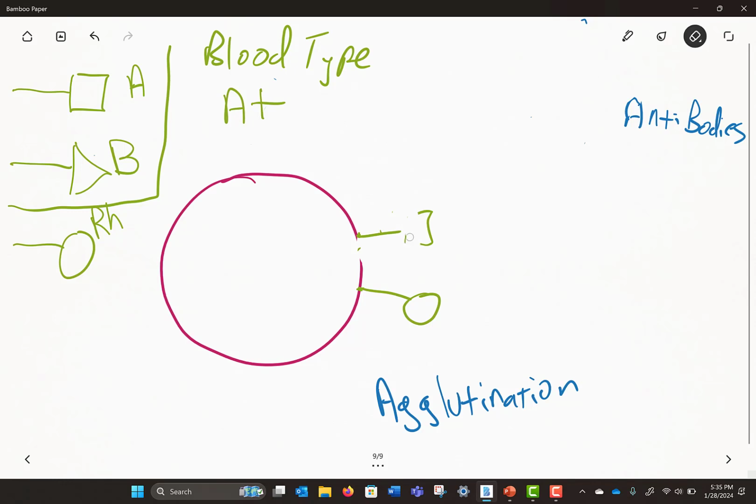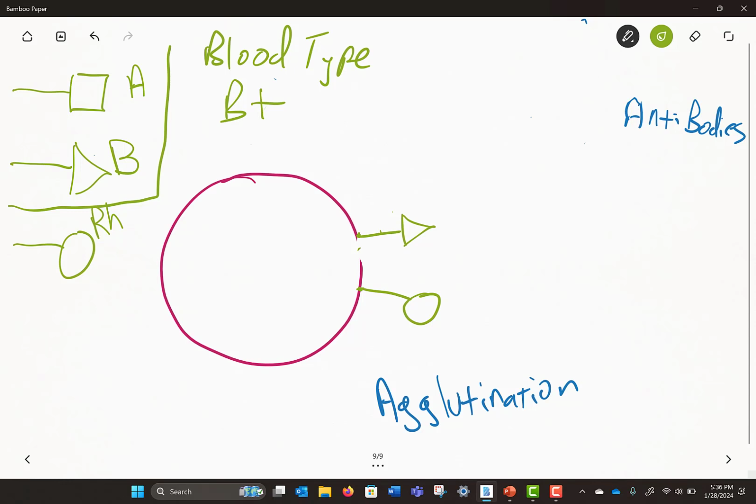Let's do another and say instead, let's say this person has triangle on a stick, the B antigen. So what blood type is this person? This person is B positive. They don't have A. They do have B. They do have RH. So they have blood type B, and they are positive for RH. Positive, all it means is yes, this person has the RH antigen.